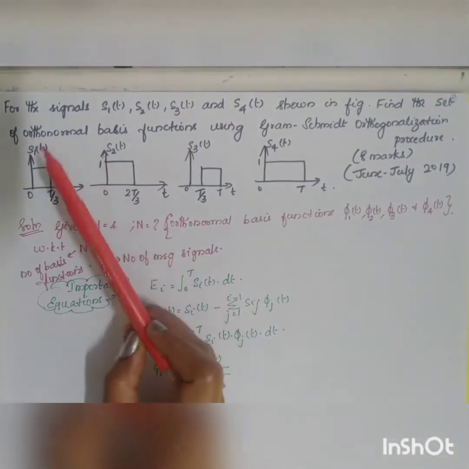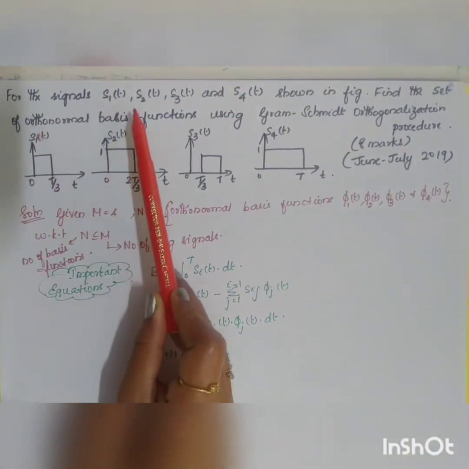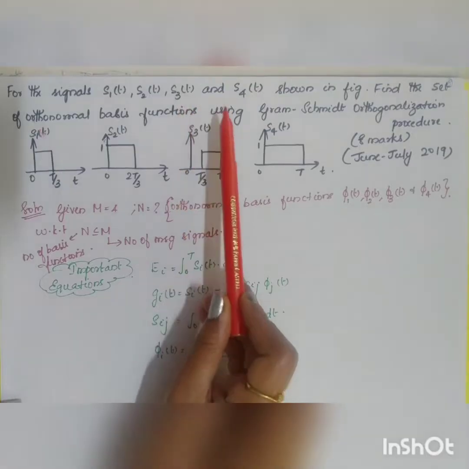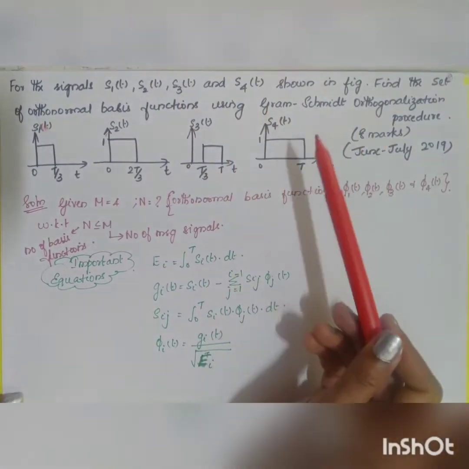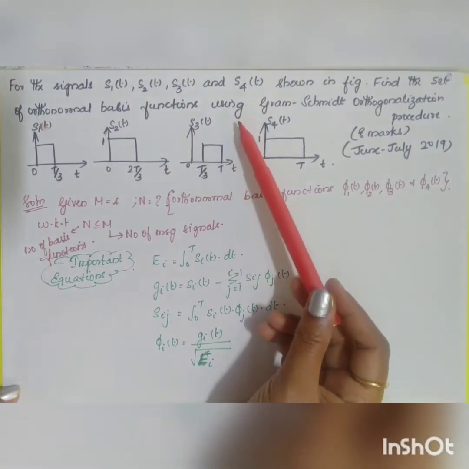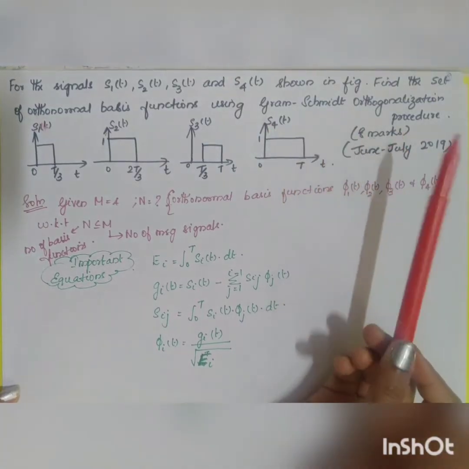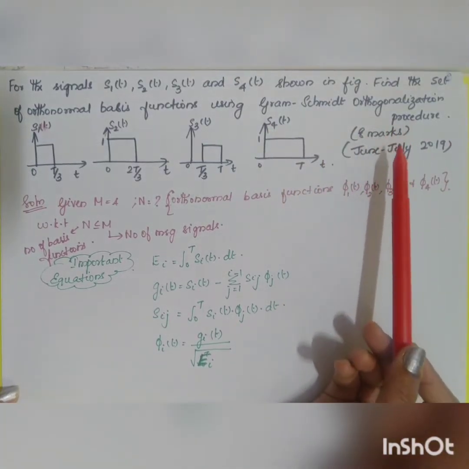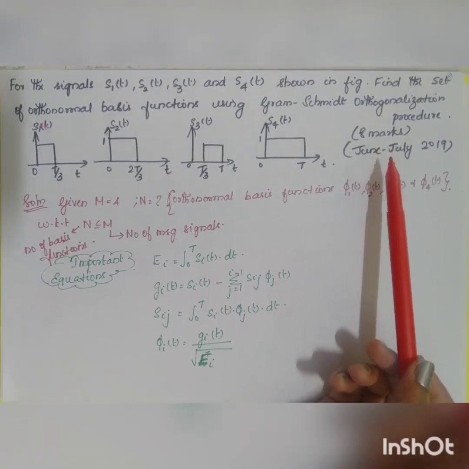So the next question is for the signals S1 of t, S2 of t, S3 of t and S4 of t shown in the figure. Find the set of orthonormal basis functions using Gram-Schmidt's orthogonalization procedure. It is asked for 8 marks from July 2019.